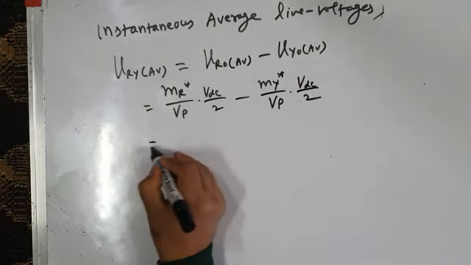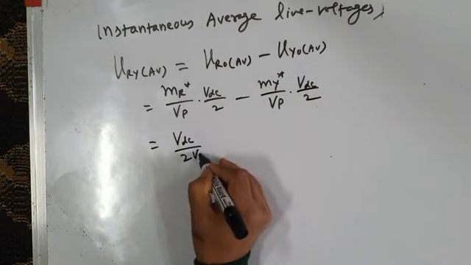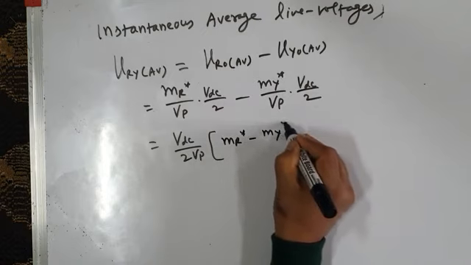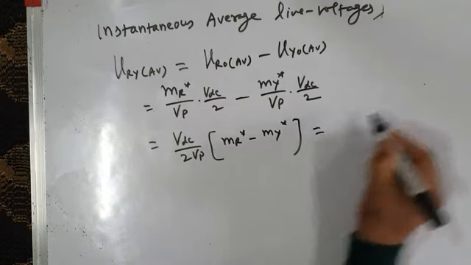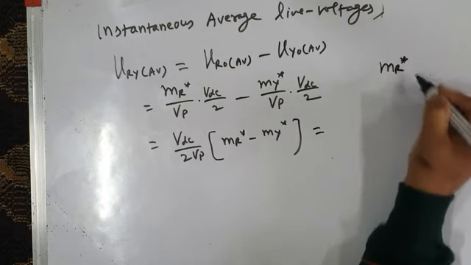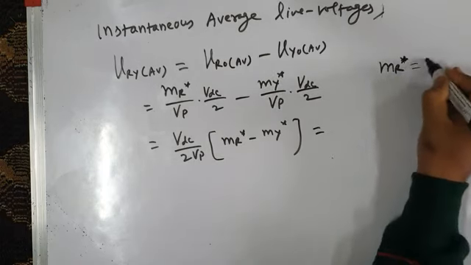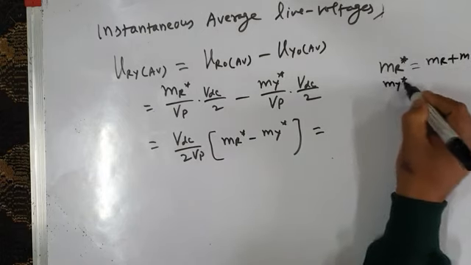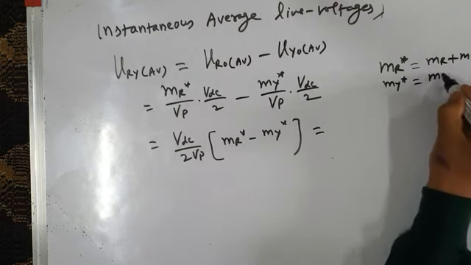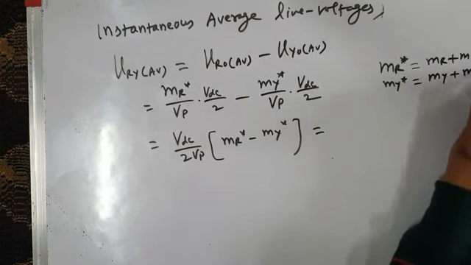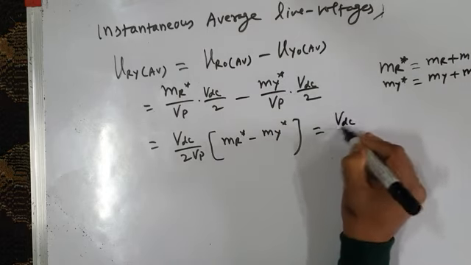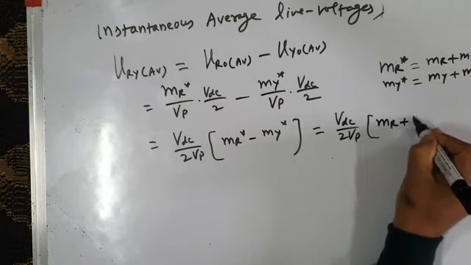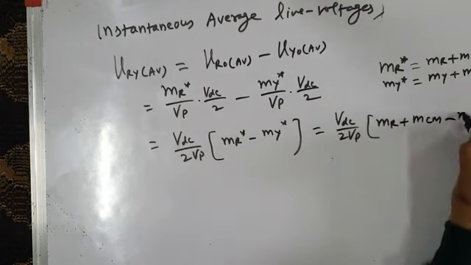Fine. So if I take VDC by 2 VP common, what I get inside? I get inside MR star minus MY star. Now I already know MR star is the modified target reference wave or modified modulating wave. It is basically MR plus MCM. And I also know MY star, that is the modified modulating wave. MY star is original modulating wave MY plus common mode signal MCM. So I can substitute it here. So therefore I will get VDC by 2 VP into MR star, MR star is MR plus MCM, minus MY star. It is also MY plus MCM.